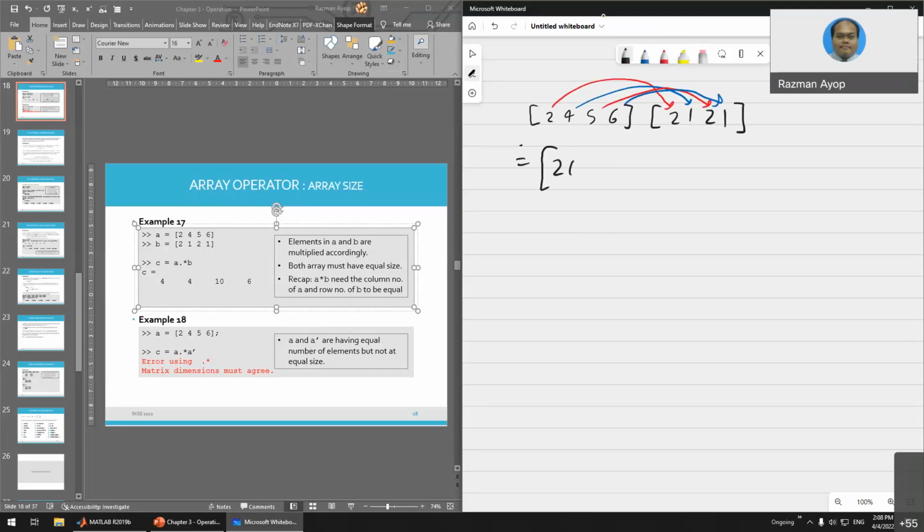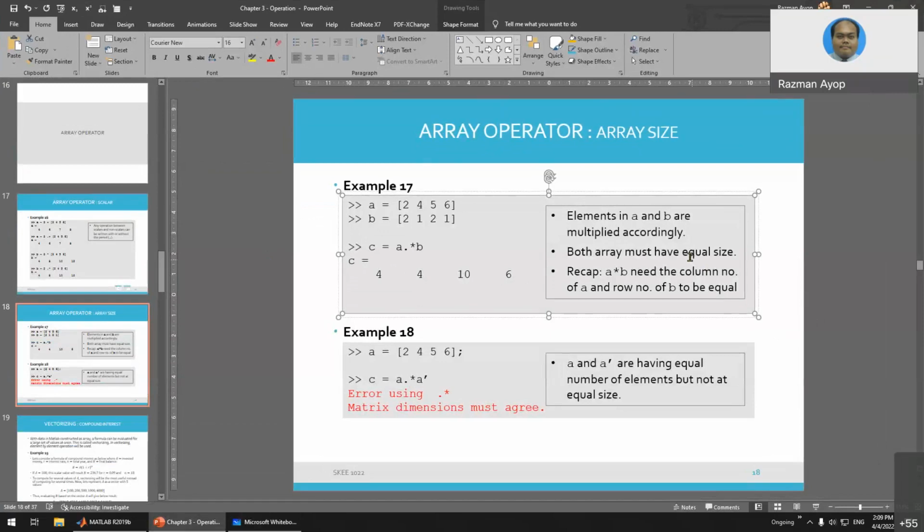2 multiplied by 2, 4 multiplied by 1, 5 multiplied by 2. Oh, sorry, not plus. Plus is for matrix operation. But for this case, you don't need to plus. So 6, 1. Okay. So the answer will be 4, 4, 10, 6. Okay. So that is the difference between array operation and matrix operation. Okay. So, okay, this one complete.